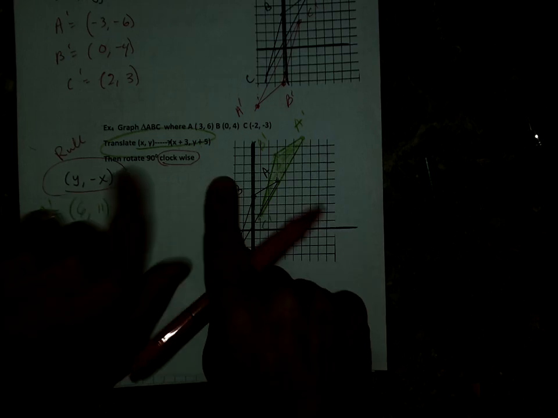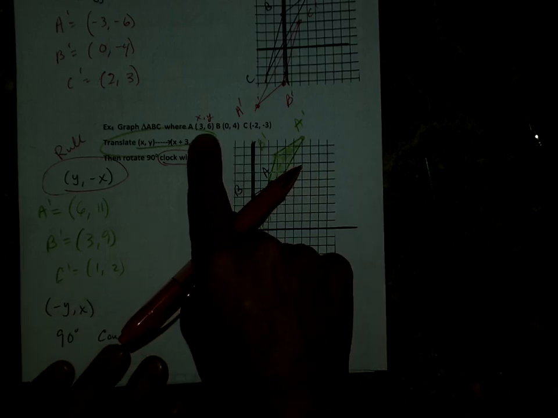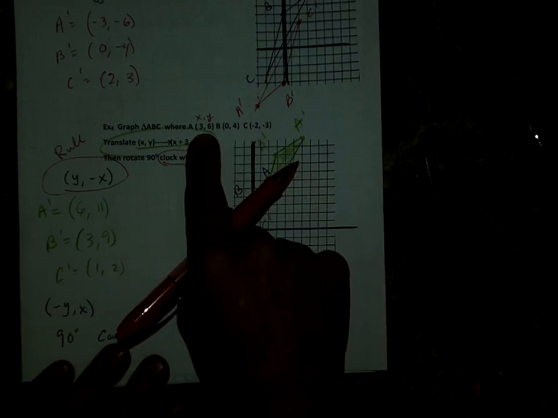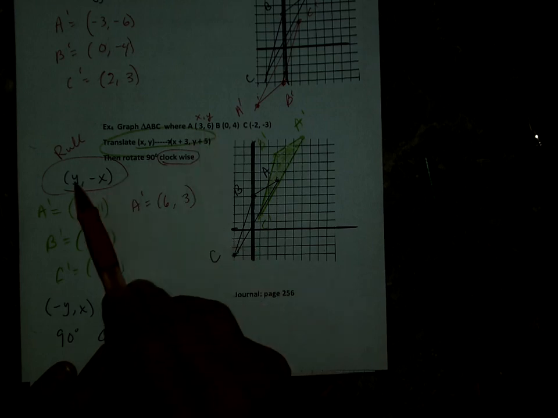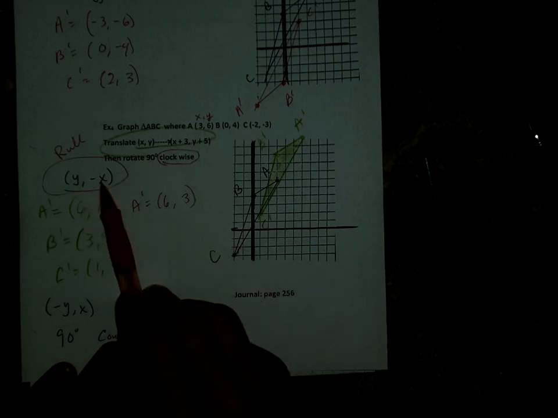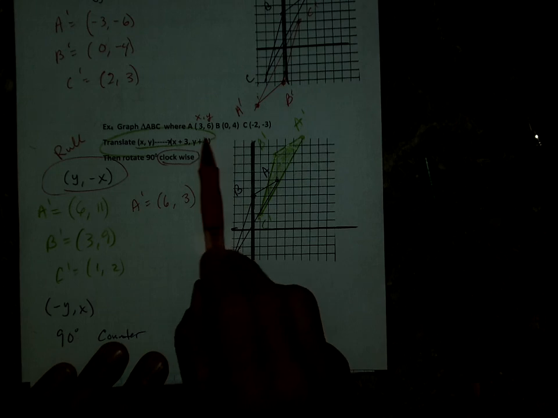What does that mean? Every point's got some x and y value. So I'm going to switch them. Instead of 3, 6, it's going to be 6, 3. But I'm going to make sure that my x value becomes, instead of a positive 3, a negative 3. Okay, let's see how that works.